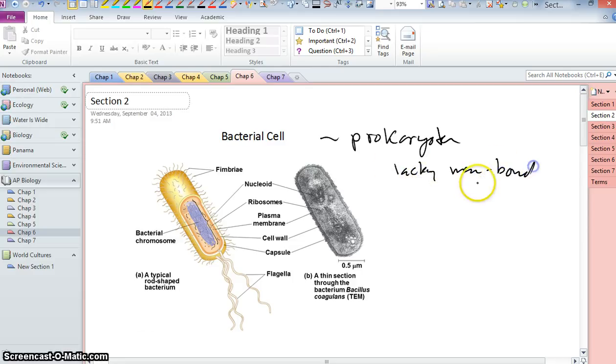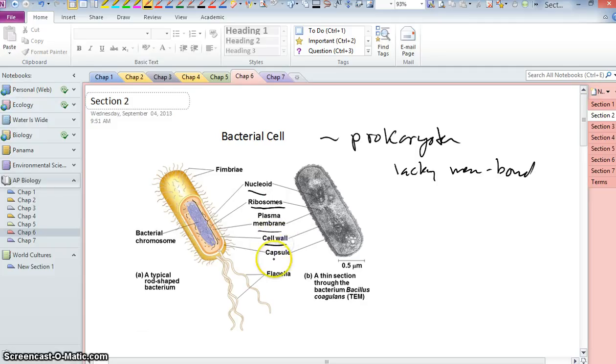So they don't have things like mitochondria and chloroplasts and endoplasmic reticulum and Golgi, all that good stuff. They do have ribosomes, though, because they do have to make proteins. The ribosomes are just within the cytoplasm. The DNA is sort of clustered in a region we call the nucleoid. Of course, we have a cell or plasma membrane.